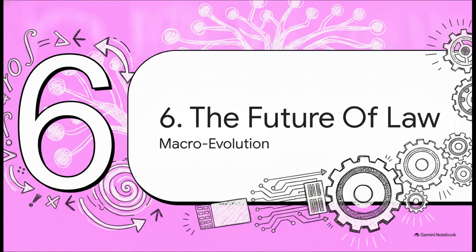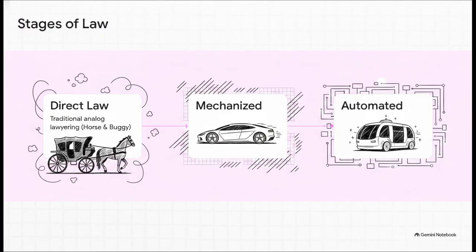Finally, Section 6, the future of law, the macro evolution of the profession. The practice of law is evolving exactly like the transportation industry. First, we had direct law, analog, bespoke, one-to-one lawyering. That's the horse and buggy. Then, mechanized law, current legal engineering, smart templates, document automation. This brings hyperspeed, like cars, but you still need a driver and guardrails.